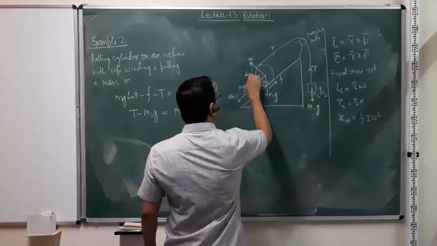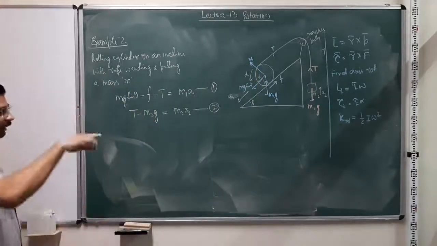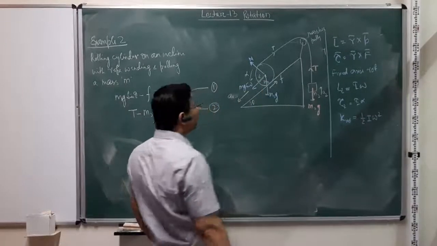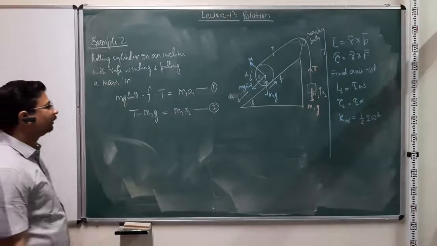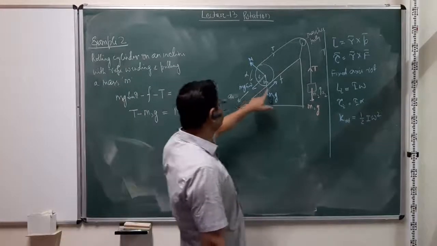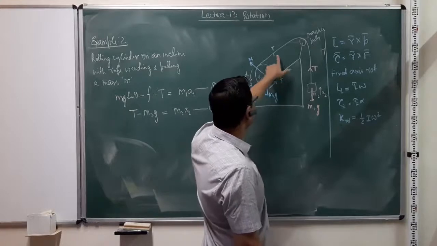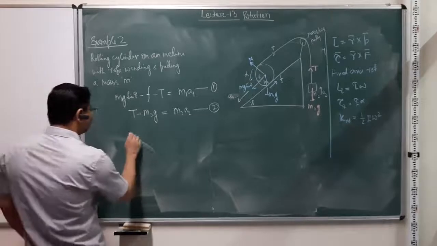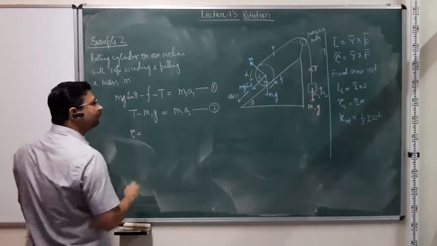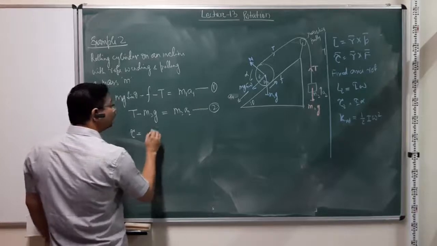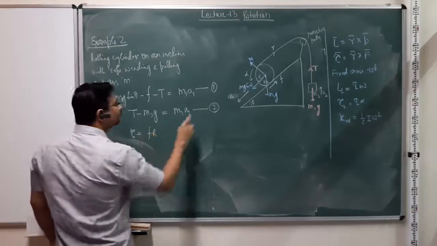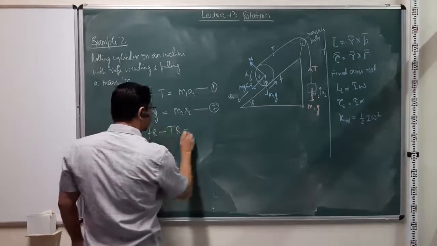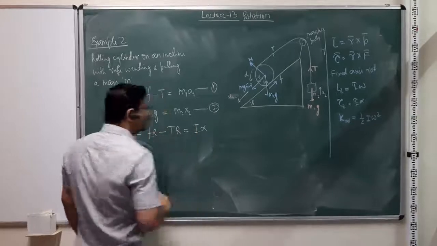Now let us say that the drum rotates with angular acceleration alpha about its center of mass. So we can also write down the torque on this. The torque is because there is a friction force F here and a tension T here on the two ends, and the drum is rotating. So the torque is going to be equal to F times R, the friction force, minus T times R, and this is then equal to I alpha.